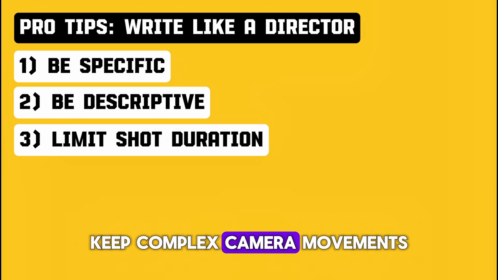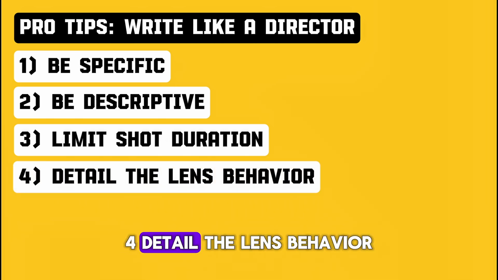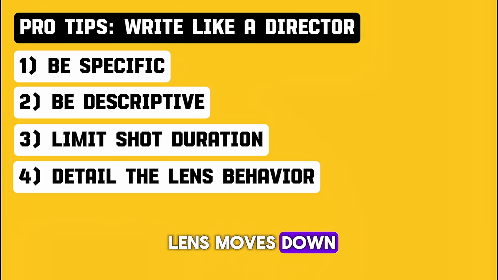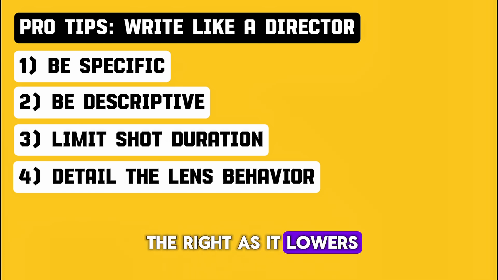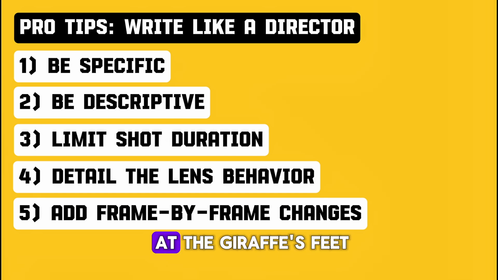Keep complex camera movements under 6 seconds to avoid generation errors. 4. Detail the lens behavior. For example, instead of "lens moves down," try "the camera descends slowly, then wraps around to the right as it lowers." 5. Add frame-by-frame changes, like the shot starts at the giraffe's feet, rises slowly up to its face, ending with a close-up of its expression.